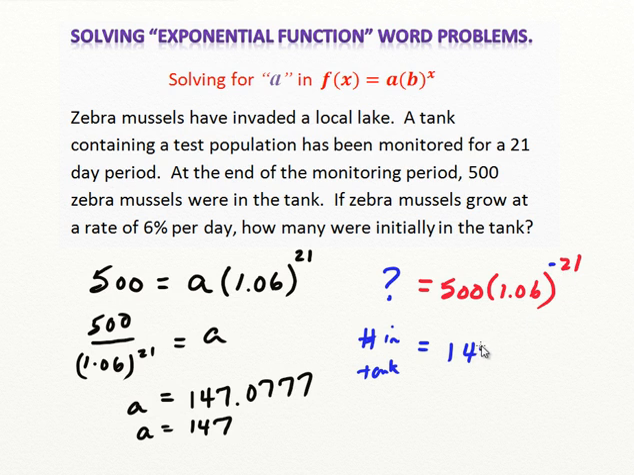and you put that in your calculator and you also get 147.077, which is 147 zebra mussels. So again, it just depends on which way you interpret the question, but when you're solving for the initial value, all you're doing is isolating for A.